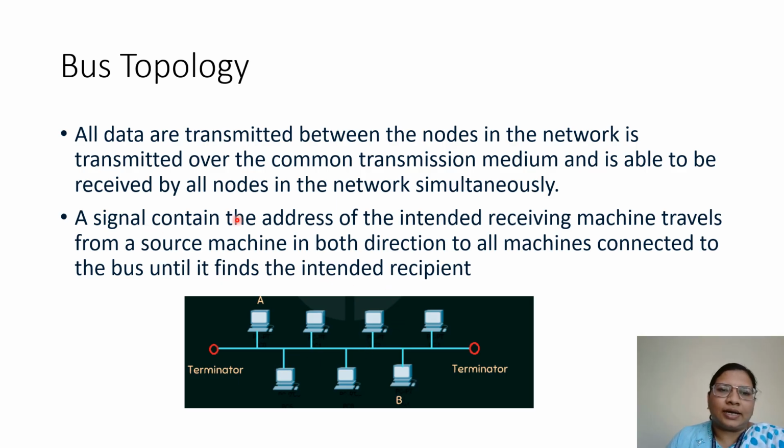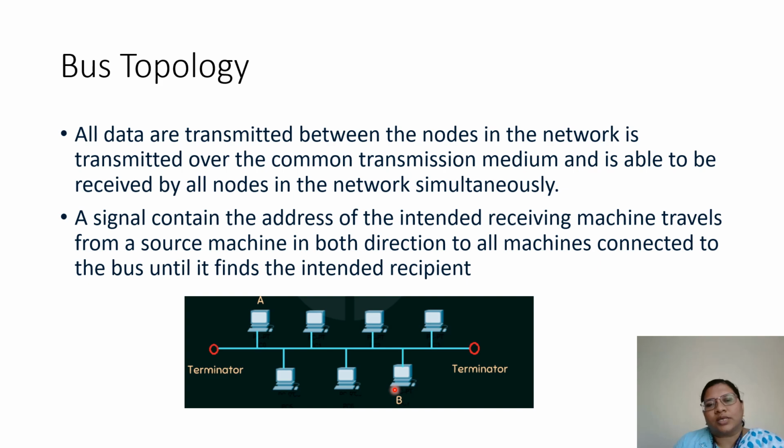Next, a signal containing the address of the intended receiving machine travels from the source machine in both directions to all machines connected to the bus until it finds the intended recipient. So you can see here, how many nodes are there?